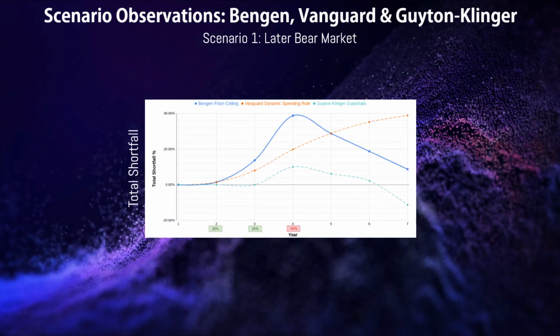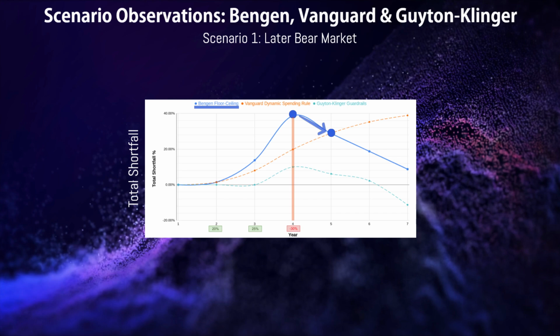Now, looking at the cumulative results over the 7 years, Vanguard leads in total spending, helping you maximize enjoyment of your retirement savings. Guyton-Klinger is the most conservative, with Bengen 20% higher in total spend. Bengen at least allowed us to spend more in years 3 and 4, exceeding even Vanguard before the crash. It also responded the fastest to the year 4 market downturn.